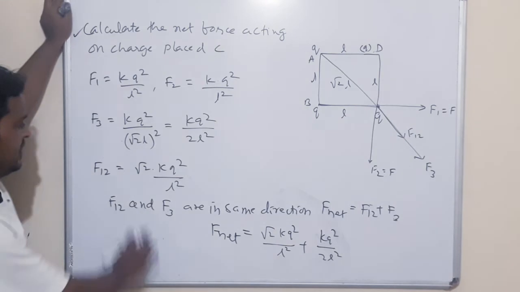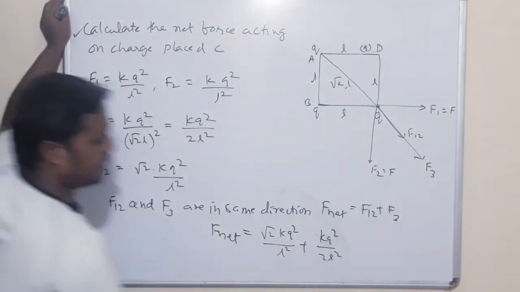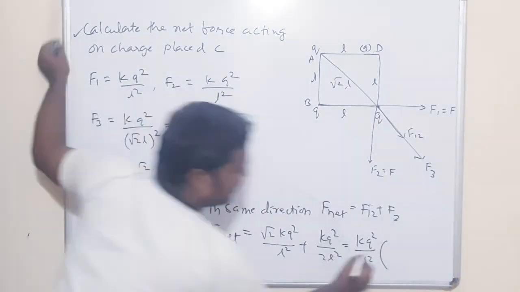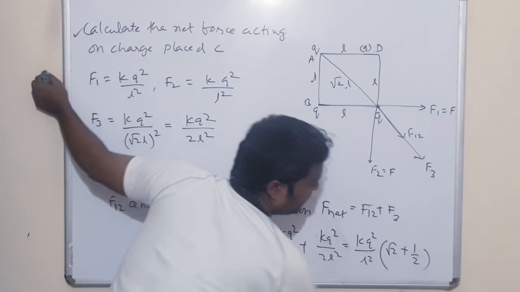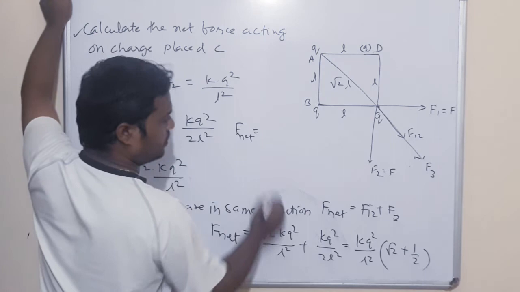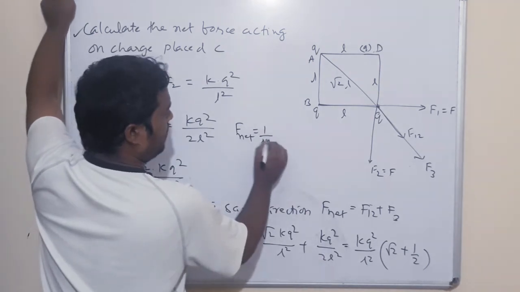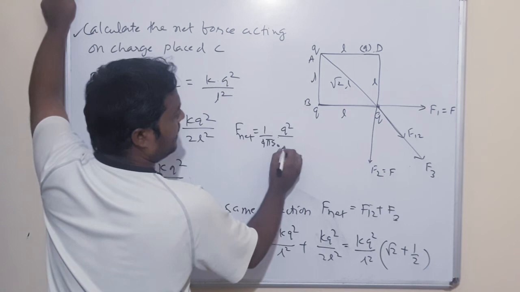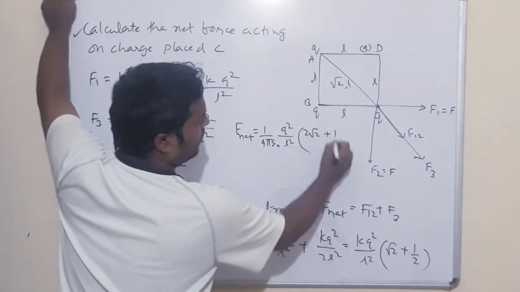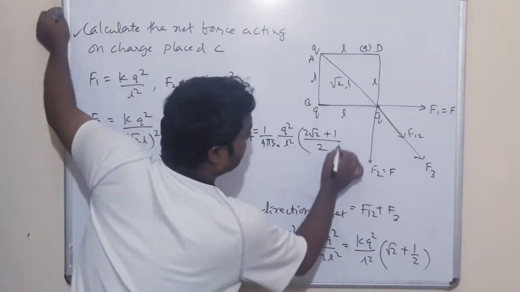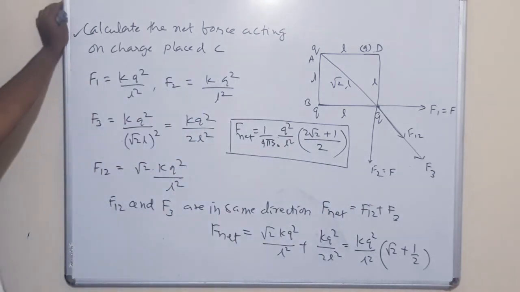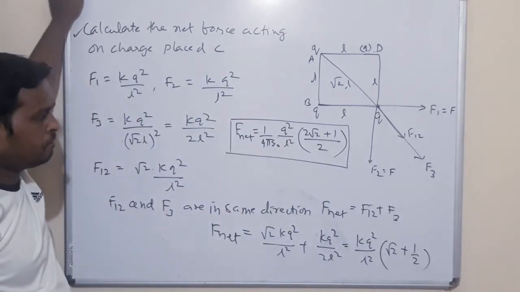square. This is k q square by 2 L square. This will be equal to k q square by L square common. This will be root 2 plus half. If you want, you can simplify it again. F net will be equal to k, what is k? 1 by 4 pi epsilon naught q square by L square. This will be (2 root 2 plus 1) by 2. This is the net force. Following? Okay?